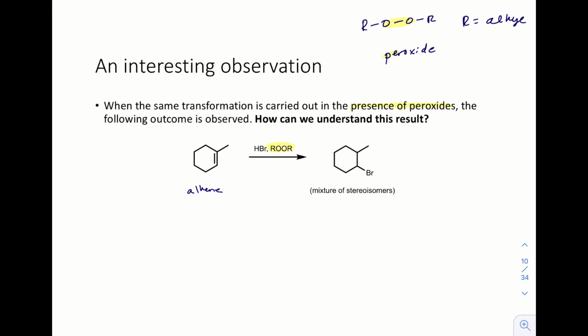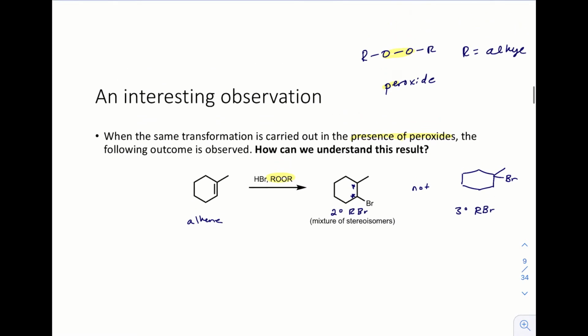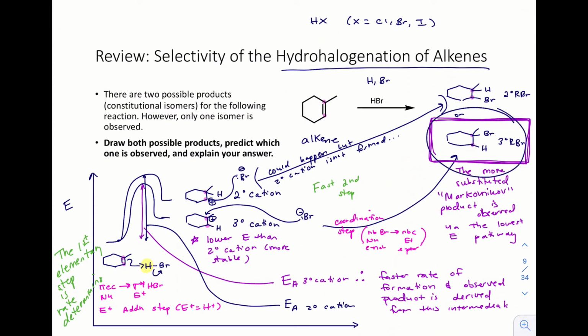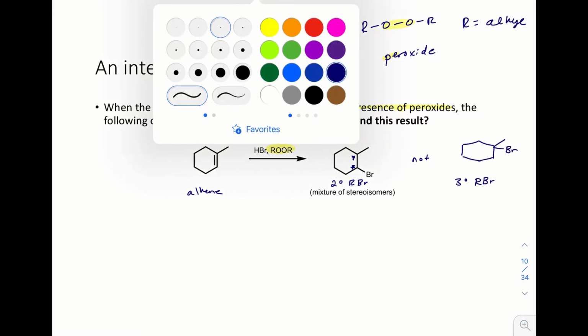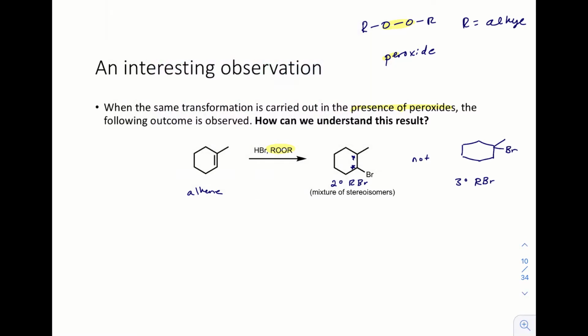In fact, what do we see? We see the secondary alkyl halide, which is present as a mixture of diastereoisomers. There are two stereocenters here. And not what we would have expected. I bet we would have expected the tertiary alkyl halide. And I know that we would have because we just spent several minutes discussing why tertiary product is formed. It was formed via the more stable tertiary carbocation. So the only difference is the presence of peroxides. And now magically, the other constitutional isomer, the anti-Markovnikov product, as we have referred to it previously, is formed.